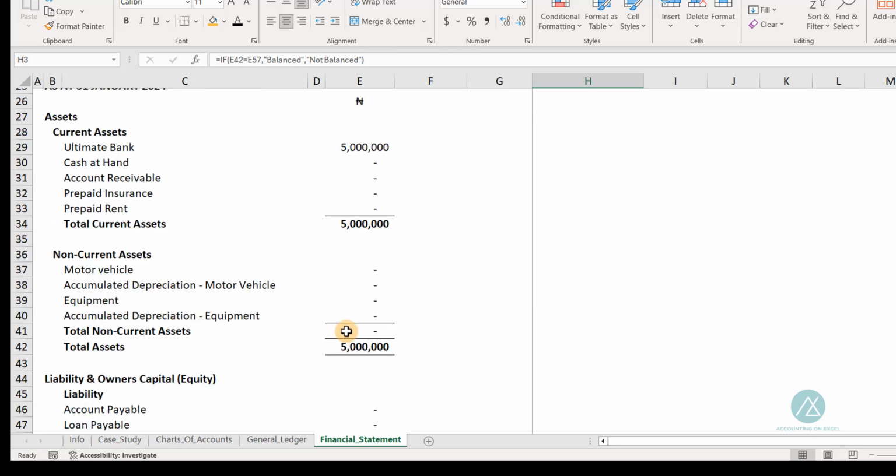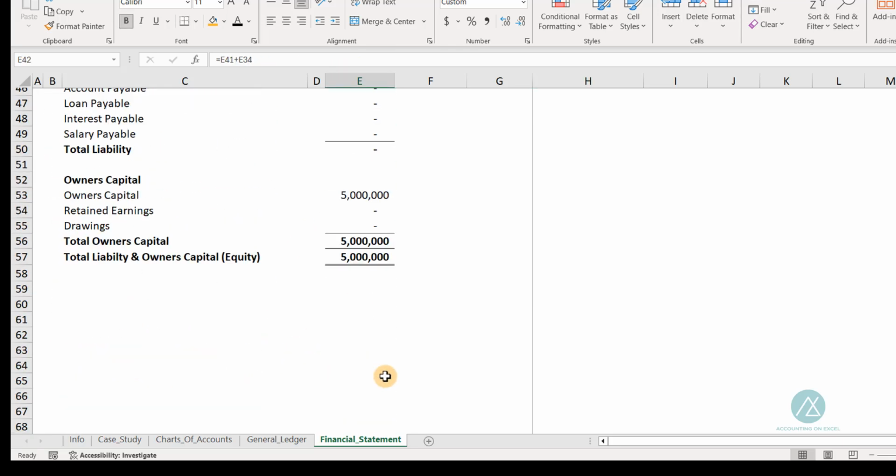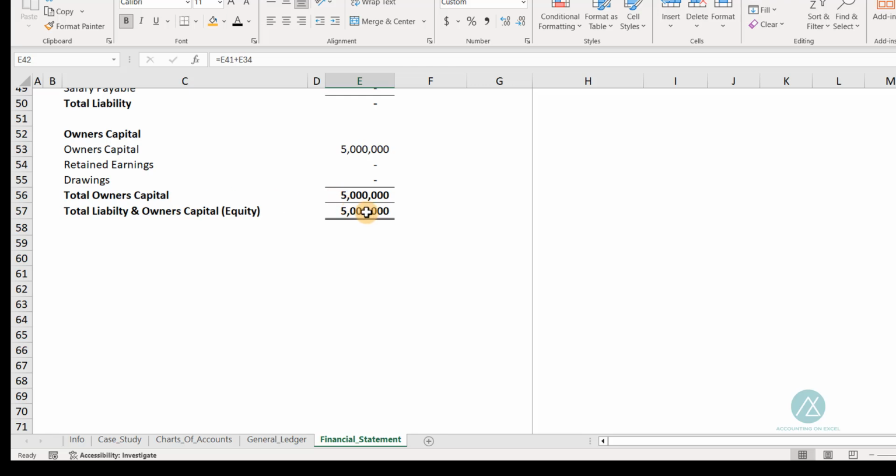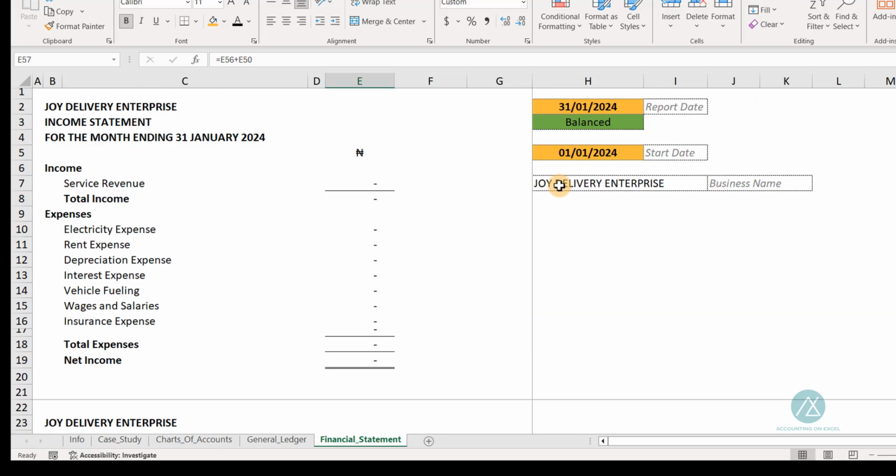So your total assets have to be equal to total liability and owner's equity. So this is also a check for you. If you see it's not balanced, that means something is wrong and you have to go back to your general ledger to make the necessary entry.